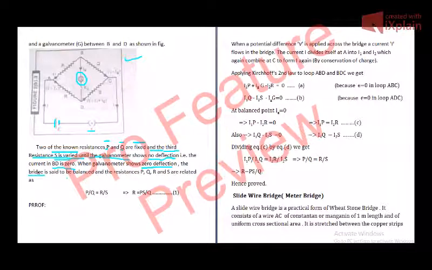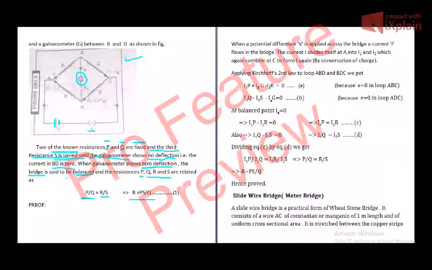At that time the bridge is said to be balanced, and the resistances P, Q, R, and S are related as P by Q is equal to R by S. This implies R is equal to PS by Q. Now we know P because it is fixed. We know Q, it is also fixed. We know S because S is the resistance at which this bridge became balanced. So using this relation, we can determine the resistance. Now we will prove this relation.